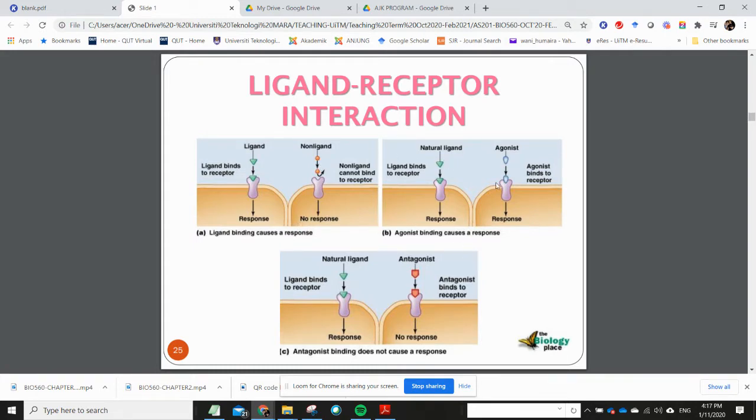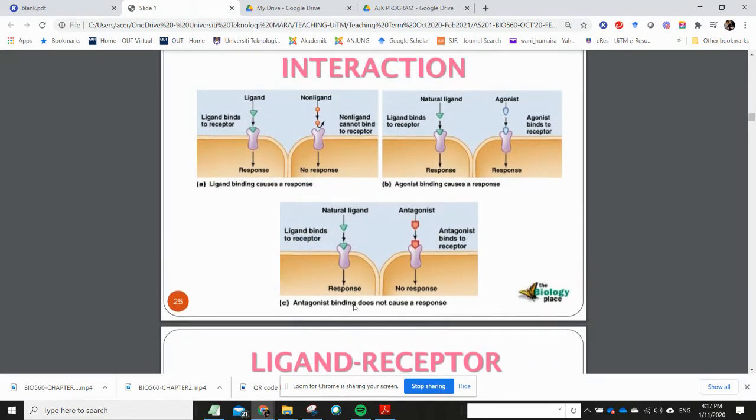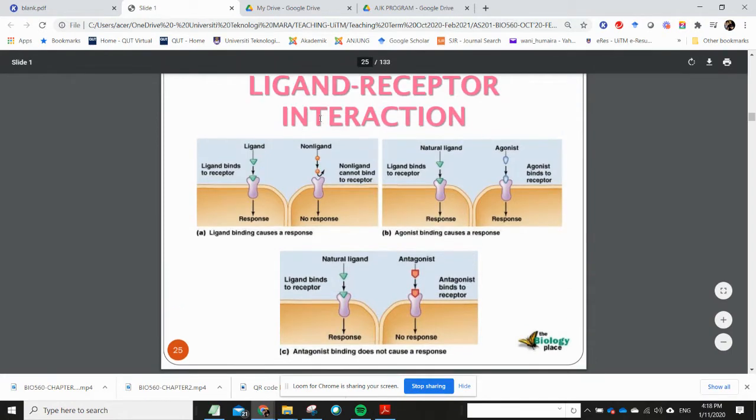So you can see here the B diagram here, agonist. A natural ligand bind to the receptor, it will cause response. And then agonist also, the ligand which is an agonist, it bind to the receptor, will also cause response. Okay, it will activate the receptor. For antagonist, does not cause response at all. It can bind to the receptor but no response occur. Okay, so generally the interaction of the receptor binding can be natural, agonist or antagonist.